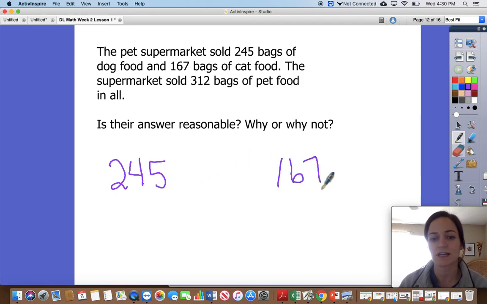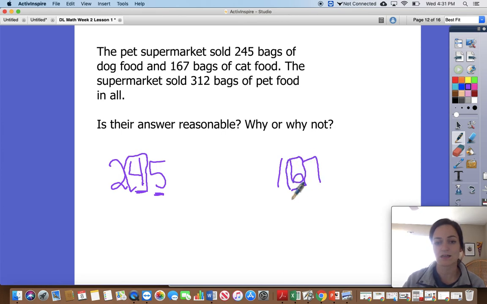Now, notice that I had to decide if we're rounding to tens or hundreds. Usually on your math problems, it'll tell you. Round to the nearest 10 or round to the nearest 100 to find out if it's reasonable or not. I made this up on my own, so I forgot to put that part. Okay, 245 bags of dog food. If we're rounding to the nearest 10, here's my tens place. This is the number that's going to tell me if I'm going up or down. Remember when I'm rounding this one, here's my tens place. And this will tell me if I'm going up or down.